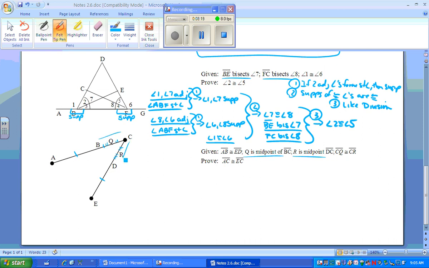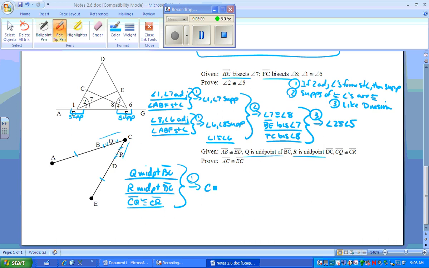Well, if we can get these congruent from our like multiples, then we can actually add AB to it and ED to this side, and we have our big pieces that we need. So let's start with our like multiple. So we got Q is the midpoint of BC. We got R is the midpoint of DC. And we got CQ congruent to CR. Those three pieces together, and what are we getting? We want something bigger. We want BC and CD.